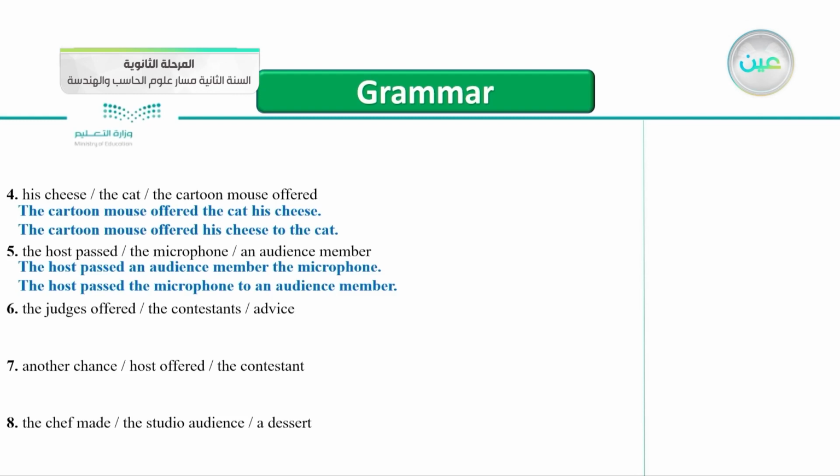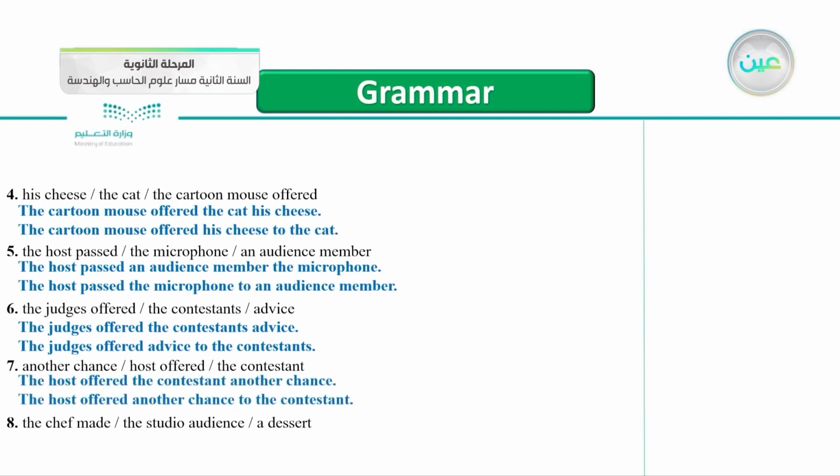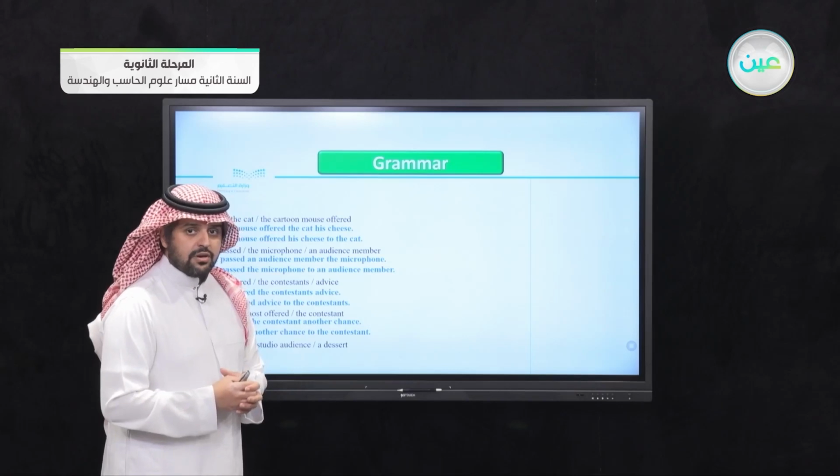What about number 6? The judges offered the contestants advice. This is an easy one. Very good. The judges offered the contestant advice. The judges offered advice to the contestants. Another chance, host offered the contestant. This is number 7. Very good. The host offered the contestant another chance. The host offered another chance to the contestant. It's similar as number 6. Number 8, the chef made the studio audience a dessert. The chef made the studio audience a dessert.